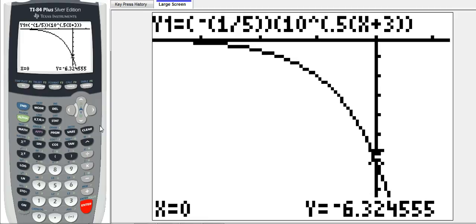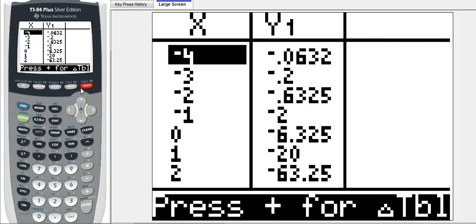Okay. But then let's look at the table so we can find some actual whole numbers to work with. So we can go to second table here, and we can see, okay, well, it looks like when x is negative 3, y is negative 1/5. So our ordered pair is negative 3, negative 1/5. When x is negative 1, y is negative 2, so our ordered pair is negative 1, negative 2. And then we have 1, negative 20. Well, that's going to be off our graph.